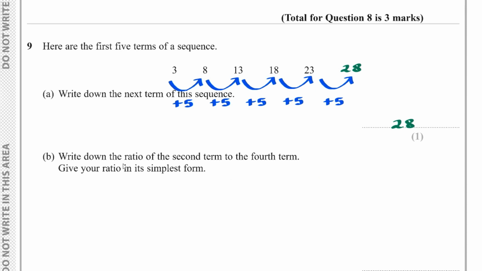Part B, we have to write down the ratio of the second term to the fourth term. The second term is 8, the fourth term is 18. So the ratio of the second term to the fourth term will be given by 8 to 18. And we need to write this in simplest form. Well, both sides can be divided by 2. 8 divided by 2, that's 4. 18 divided by 2, that's 9. So the ratio in simplest form is 4:9.